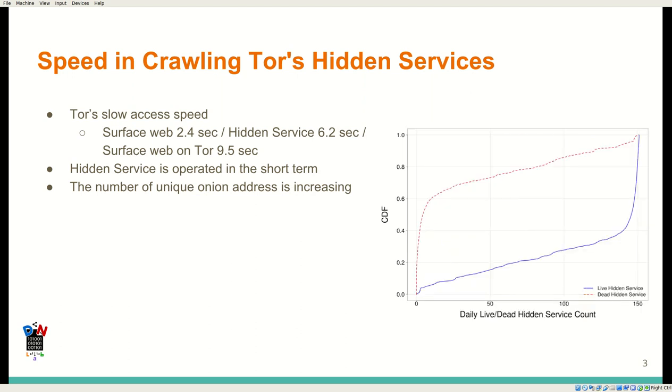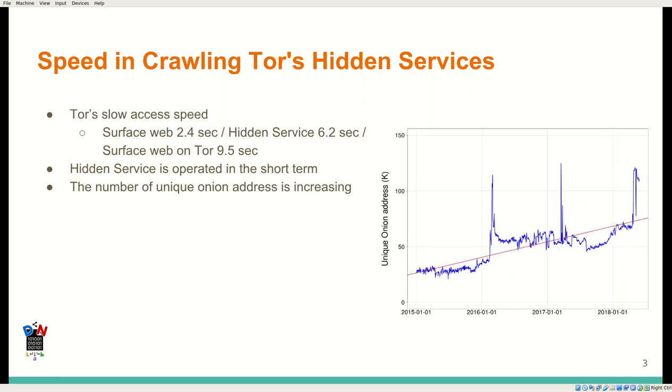Second, hidden service is operated in the short term. 60% of hidden service were accessible for less than 10 days in 150 days. Third, the number of unique onion addresses is increasing. This means we need to crawl more hidden service pages. The cause of this increase is not only an increase in hidden service, but also an increase in duplicated hidden service using more than one address.